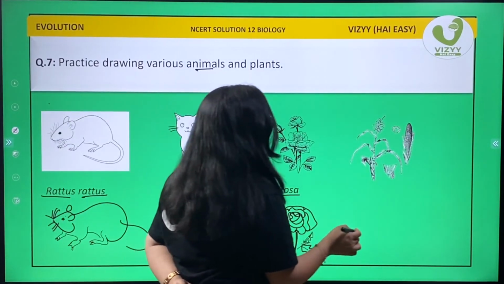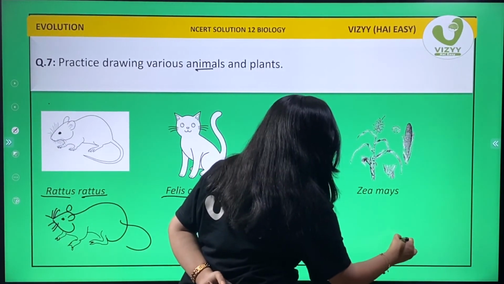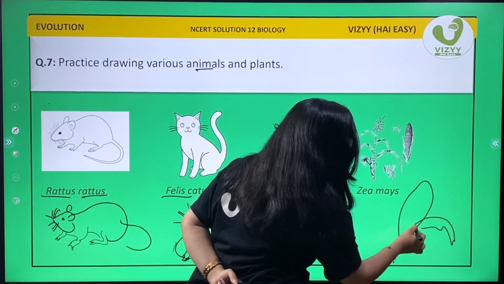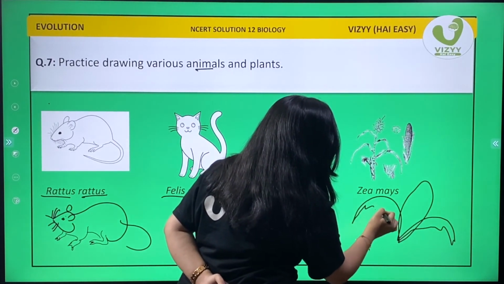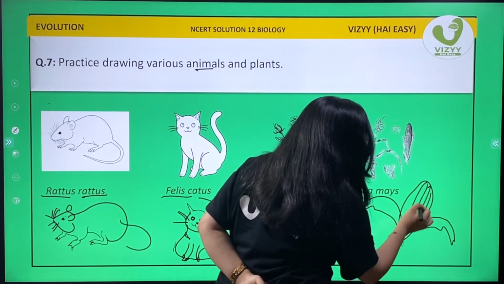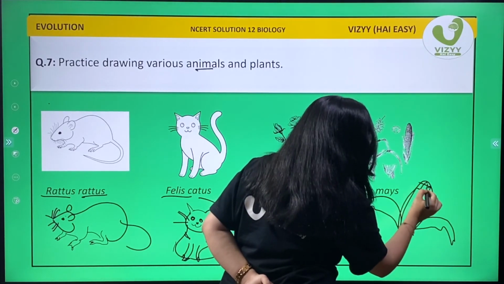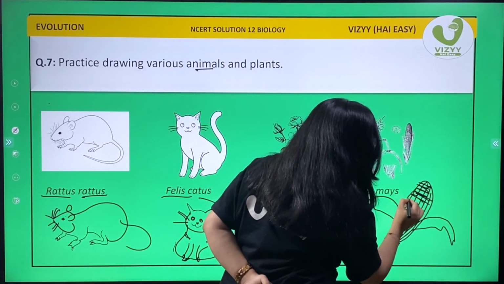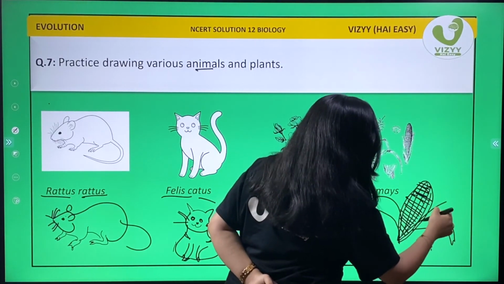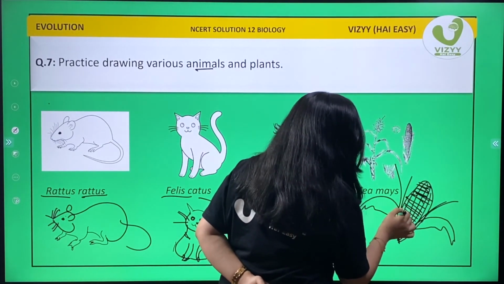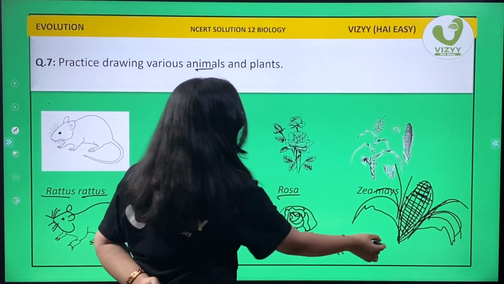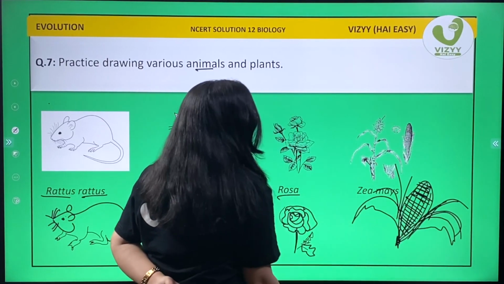Okay, this is done, and lastly we've got corn or Zea mays. This is how corn will look like. We are done with our drawing. And then draw these things coming out of it. Students, so we are done with our 2 animals and 2 plants.